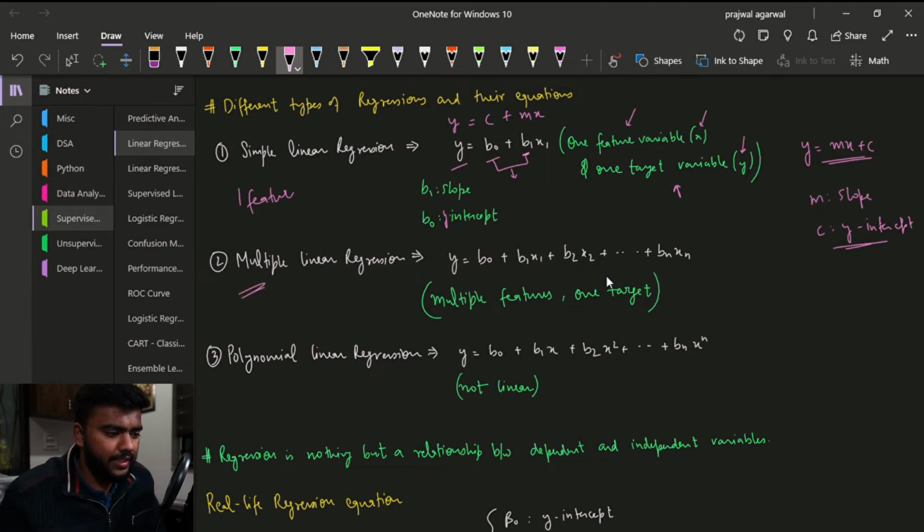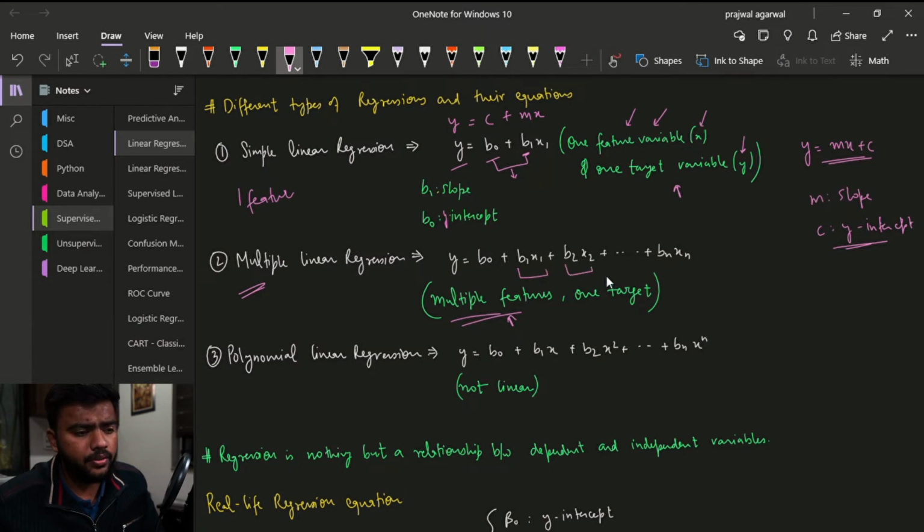Okay, now we are talking about linear regression, in multiple linear regression. As the name suggests, we have multiple features. We don't have just one feature, we have multiple features. And what we do here is we simply add b1 x1, b2 x2, and all the features are added in a very simple manner.